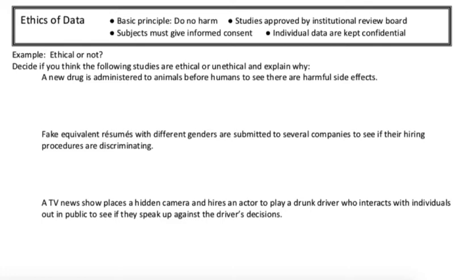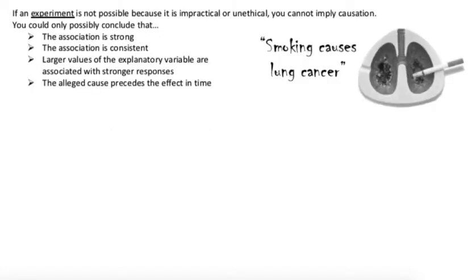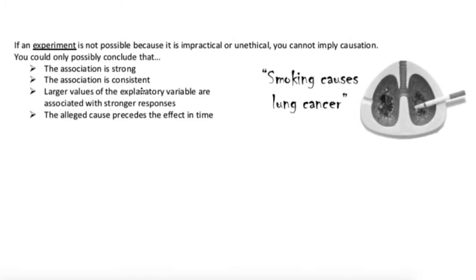So look at these 3 scenarios here and decide if you think these studies are ethical or unethical and explain why. And really, there is no correct answer here. Your answers are going to vary based on what you think is ethical or unethical and how it was set up to kind of begin with. The last part here is sometimes an experiment might not be possible because it's impractical or unethical. So if we can't set up an experiment, we can't imply causation.